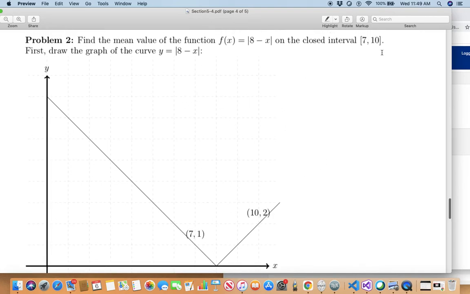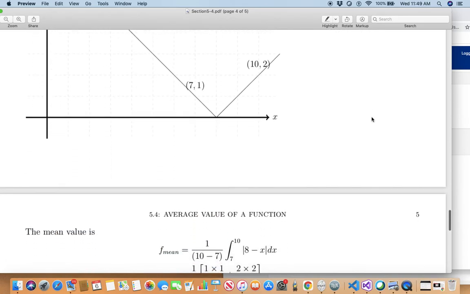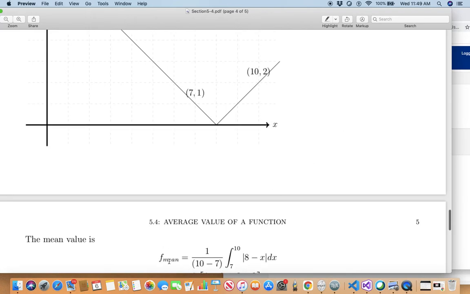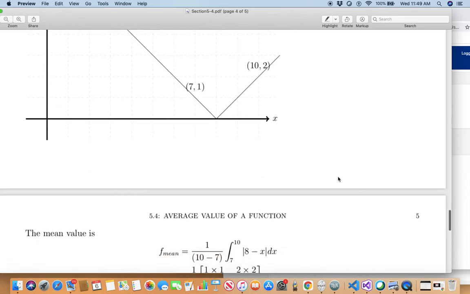So my closed interval is from 7 to 10. So what is the definition of average value? Average value is mean. That is 1 over the length of the entire interval, 7 to 10. The length of the entire interval is 10 minus 7. Yes. Integral 7 to 10 of my function. But the integral of a function is nothing but the area under a curve. You don't need to work very hard here. Area under this curve, starting from 7, going until 10.